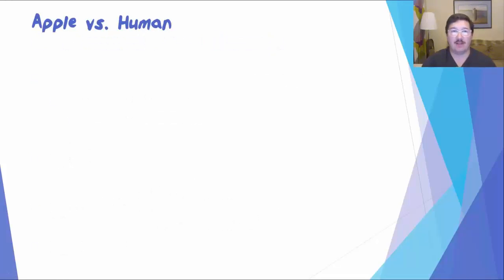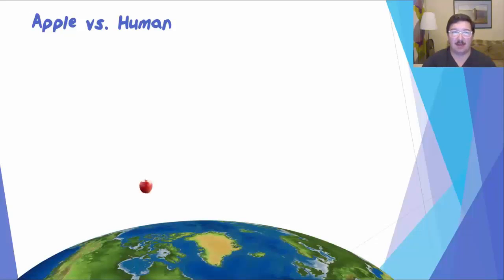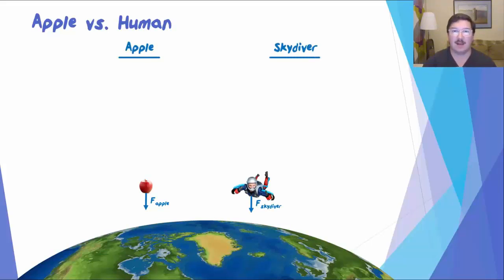Let's take a look at how two objects of different masses are both affected by the Earth's gravitational field. Here's the Earth, and here's that apple again. That apple feels some force down towards the Earth. And here's a skydiver. He also feels some force down toward the Earth. We're going to take a look at these simultaneously.